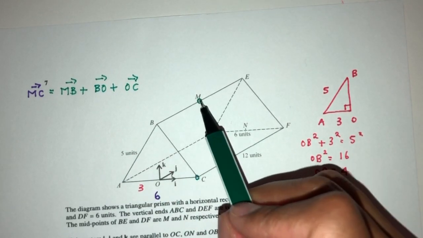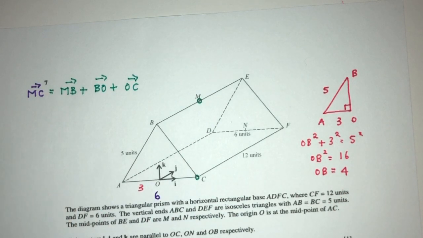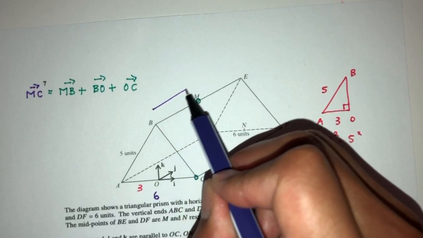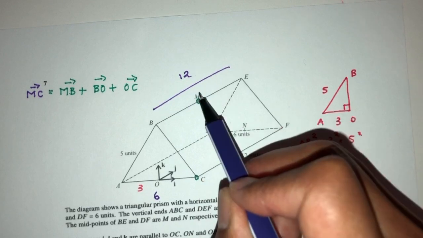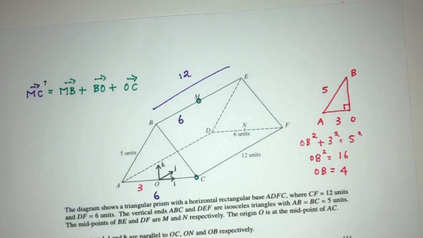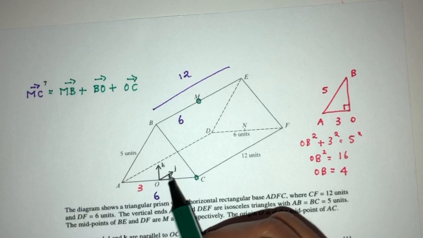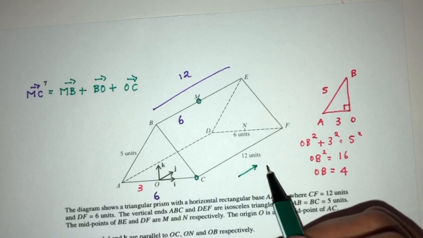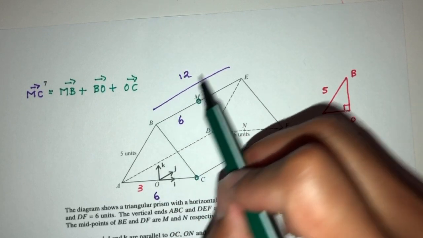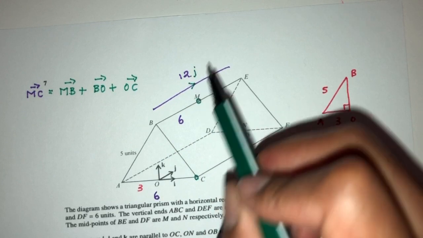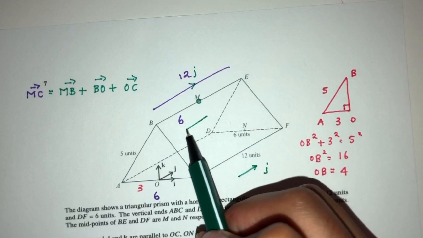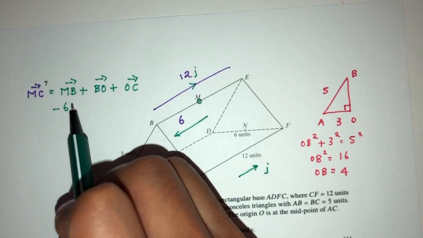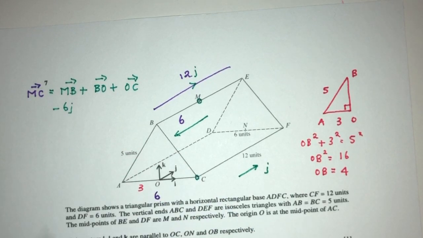So one by one, how would you find MB? Now we realize that CF is given by 12, which means BE, this whole thing here, would also be 12. M is a midpoint, so this has to be 6. Now again, we know the direction of j is in this direction, from C to F. For example, if you move in this direction, that has to be j. So from B to E will be in this direction, that will be j. However, from M to B will be in the opposite direction, so this has to be minus 6j. That makes sense, right?